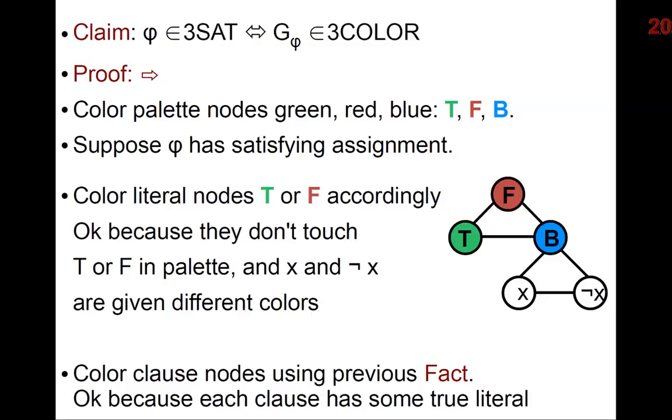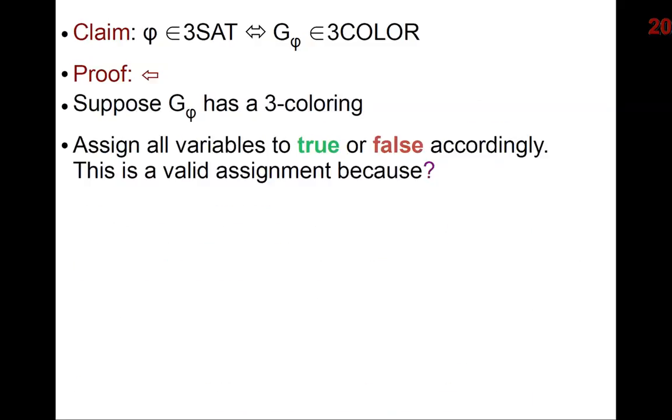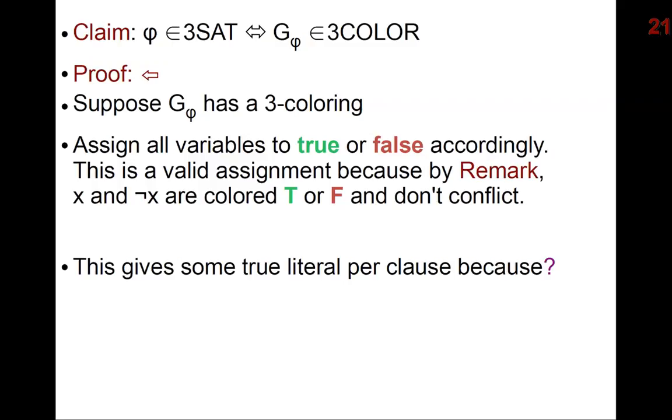That's the forward direction, and the reverse direction is similar. So suppose that G phi has a tricoloring. Now remember that we said in any tricoloring, either X gets green and not X gets red, or vice versa. That's the only two possibilities. So use that to define the assignment. If X got green, define X to be true. So X and not X are colored T or F with no conflict. And this gives some true literal for each clause by the gadget.